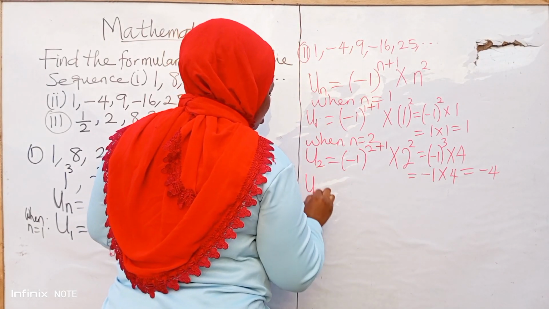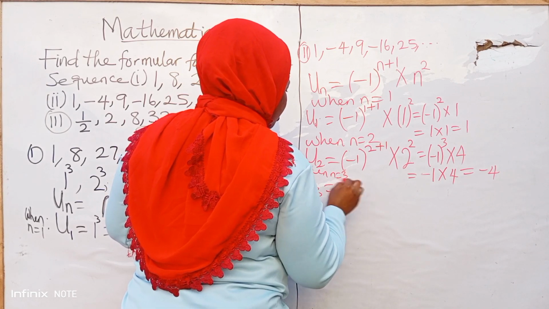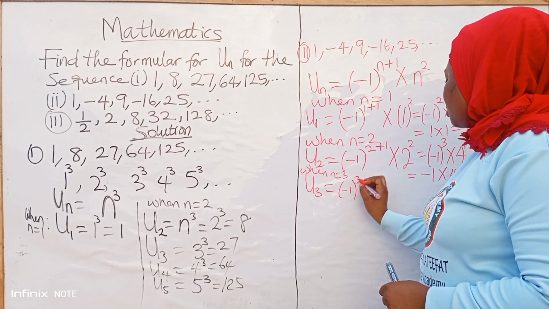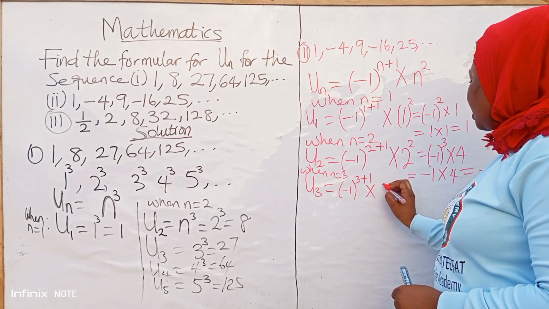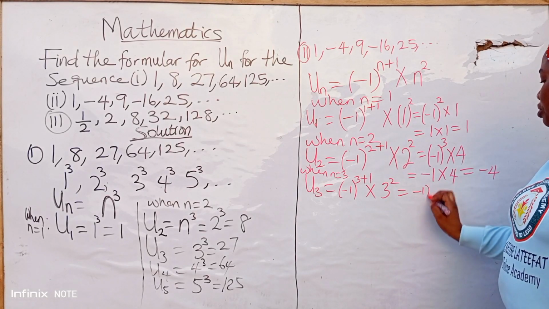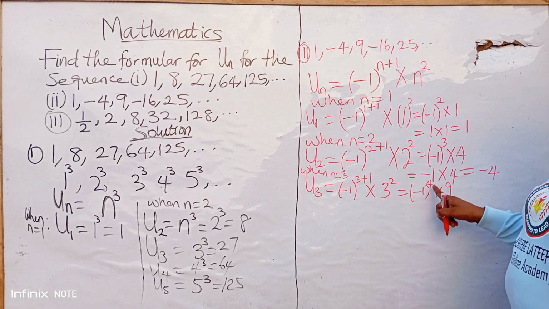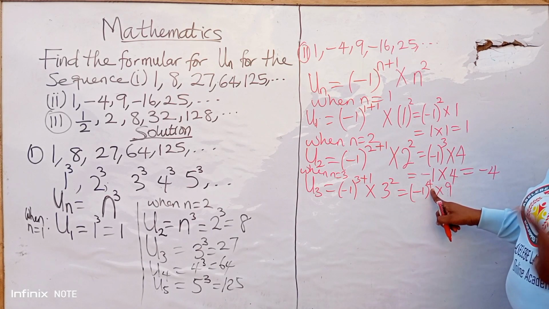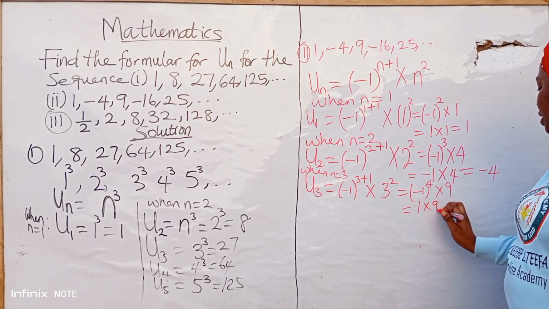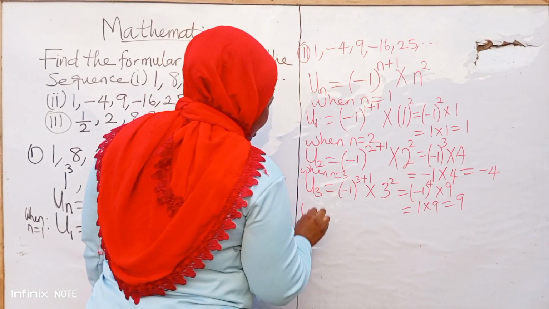So u3, that is when n is equal to 3. Anywhere I see n, I'm going to put 3. Minus 1 raised to 3 plus 1, multiplied by 3 squared, is equal to minus 1 raised to power 4 multiplied by 9. Minus 1 raised to an even power gives me plus. So I have plus 1 multiplied by 9, and that is 9. So you can see we are in line. You continue like that.